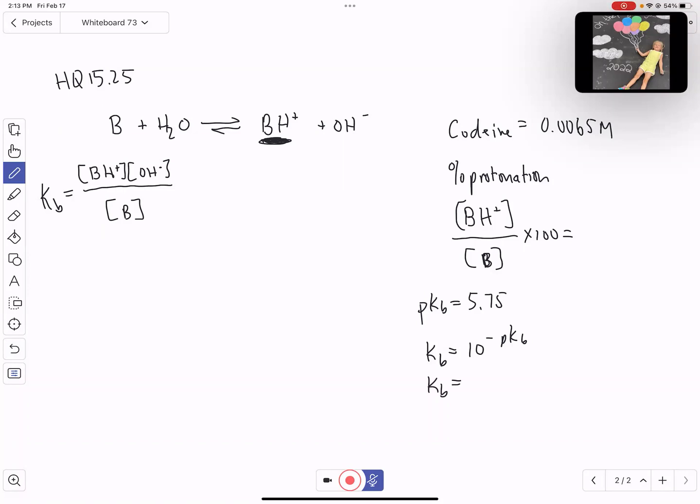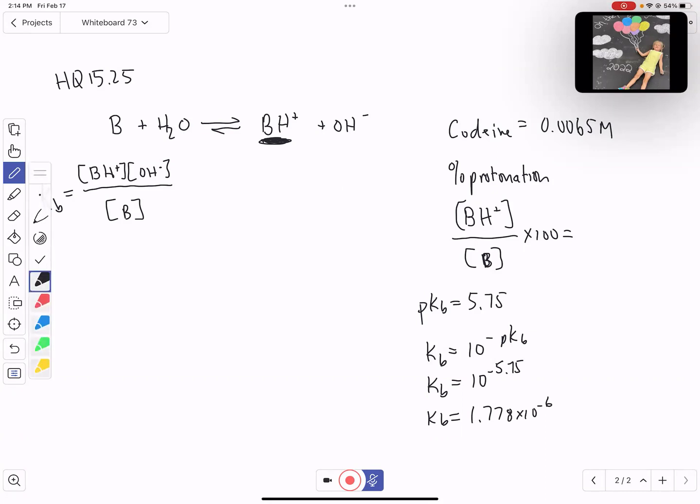We need to just get rid of that negative log. So if we do 10 to the negative 5.75, that's going to give us the Kb value of this base. And that's what we need. So 10 to the negative 5.75, and I get a Kb of 1.778 times 10 to the minus 6.